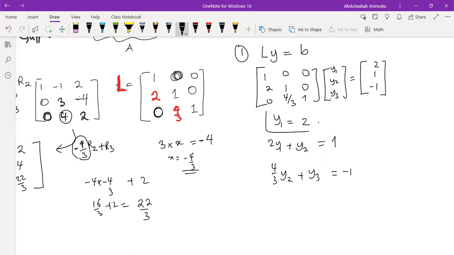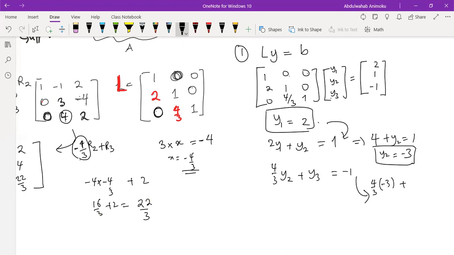So we have Y1 is equal to 2. Substitute it here. That will give us 4 plus Y2 is equal to 1, which means Y2 is what? Minus 3. And finally, we substitute Y1 and Y2 here to obtain Y3, which is 4 over 3 Y2 plus Y3 equal to minus 1. So this gives us minus 4 plus Y3 equal to minus 1, which means Y3 is 4 minus 1, which is 3. So we have our Y1, Y2, and Y3 now.